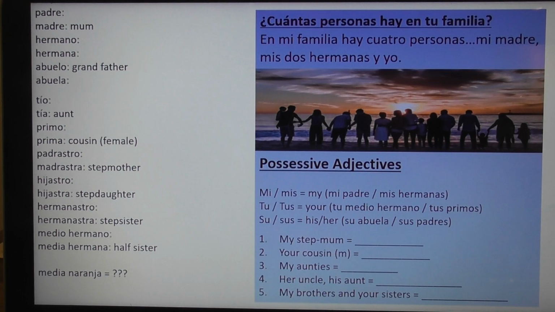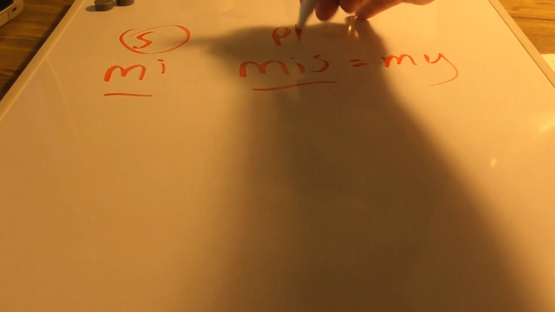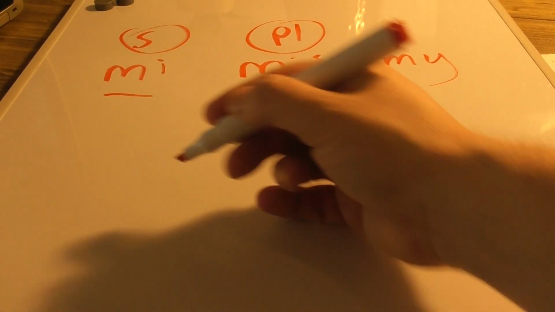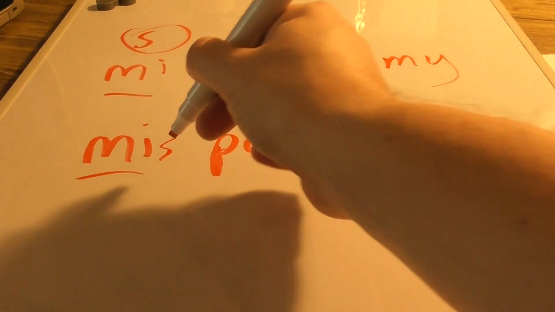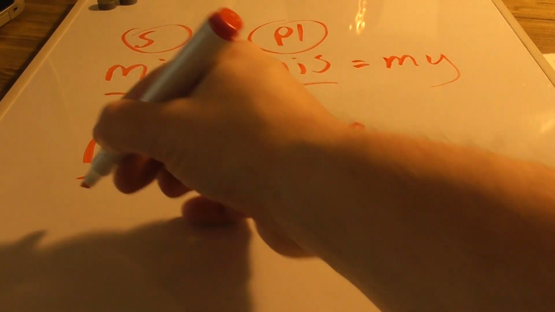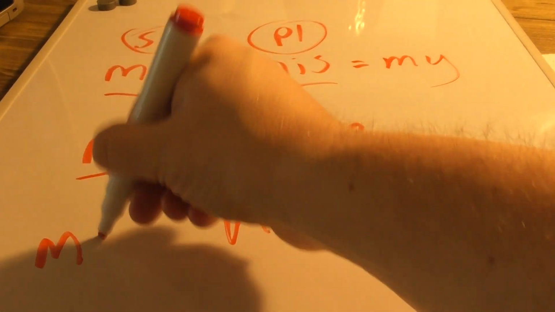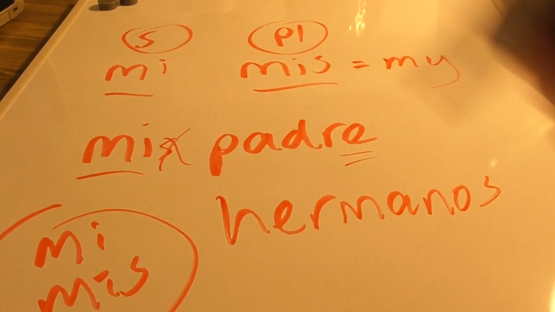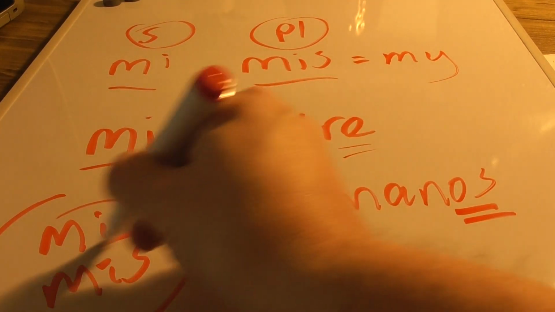So, how do we use these in Spanish? Now, would you believe it? There are 2 words in Spanish meaning my. Mi and mis. This one is singular, this one is plural. So, if I wanted to say my dad, I'm going to say mi padre, okay? I'm not going to say mis padre, that wouldn't make sense. This is singular here, so we just say mi padre. If I want to say my brothers, hermanos, for brothers, will I say mi or mis? Hermanos is plural, brothers, so we're going to use mis hermanos.